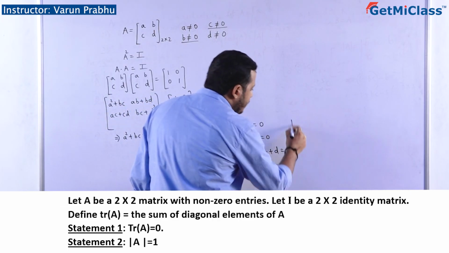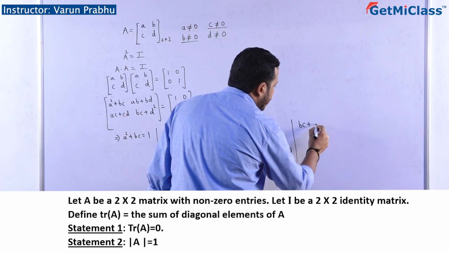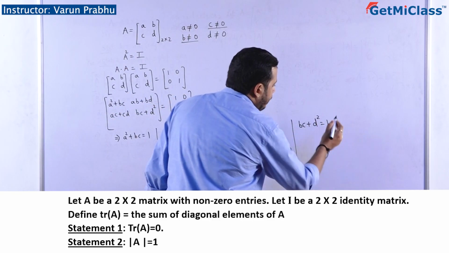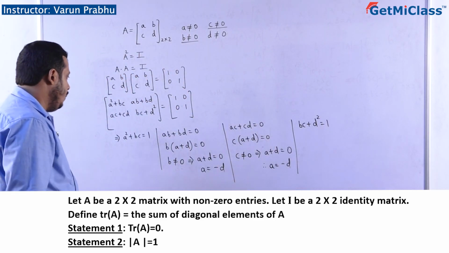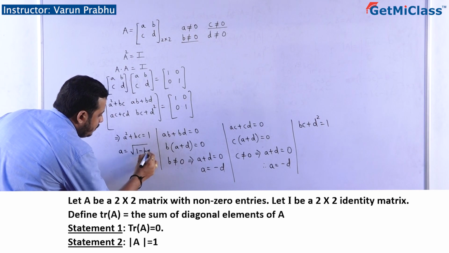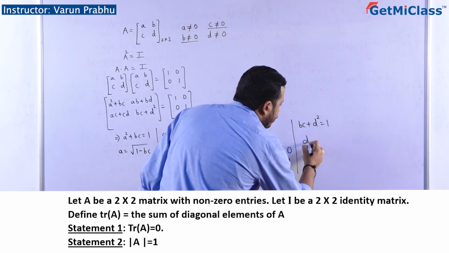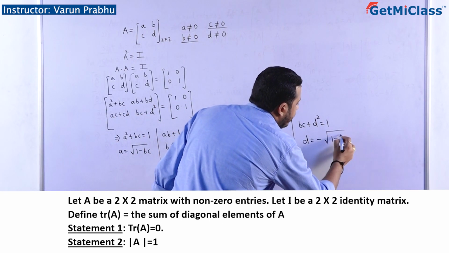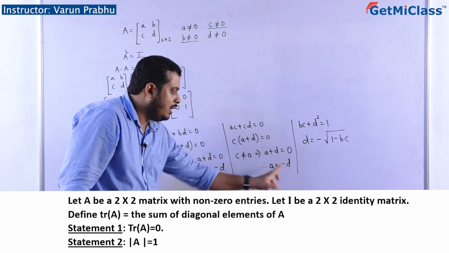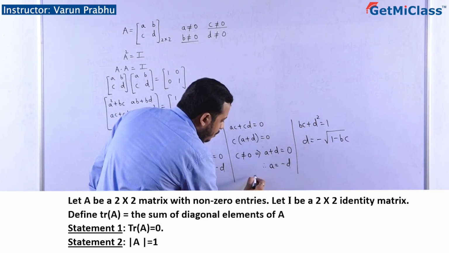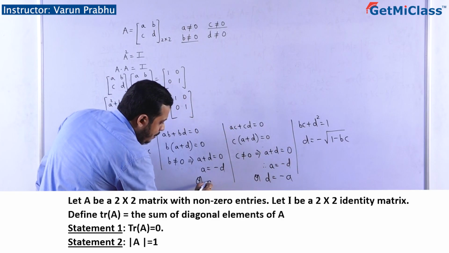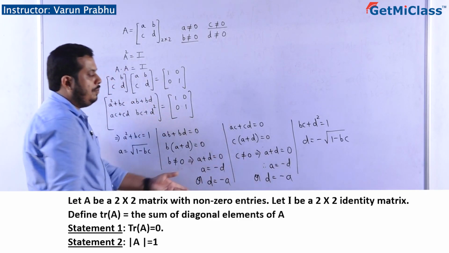And bc plus d square is equal to 1. So I can write a is equal to root over 1 minus bc and d should be equal to minus root over 1 minus bc. Why? Because d should be equal to minus a or a should be equal to minus d. Is it right? Both mean the same.